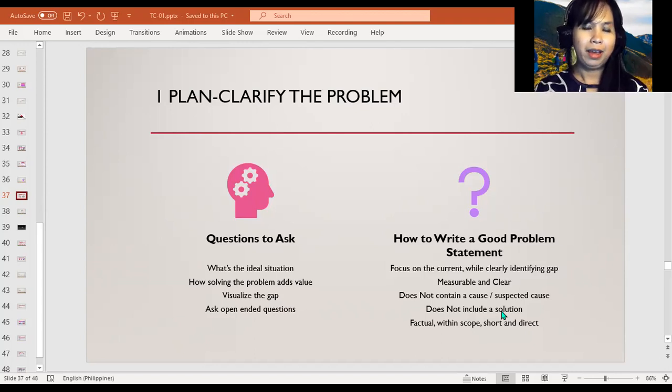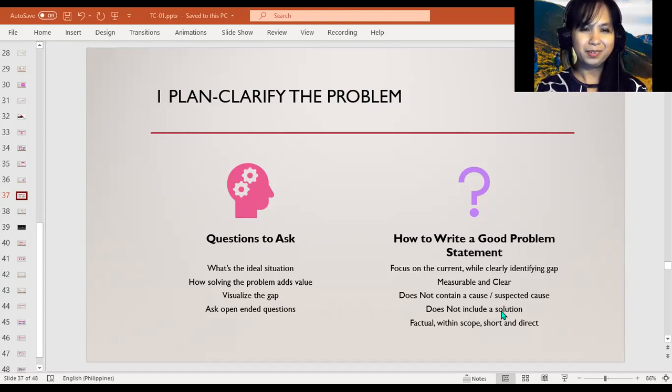So, and finally, good problem statements are factual, within scope, short, and to the point. Most people like to tell a long story as part of the problem statement, when in fact the problem statement itself should ideally be one sentence. It's okay to add another sentence or two to provide additional background, as long as it follows these mentioned do's and don'ts.